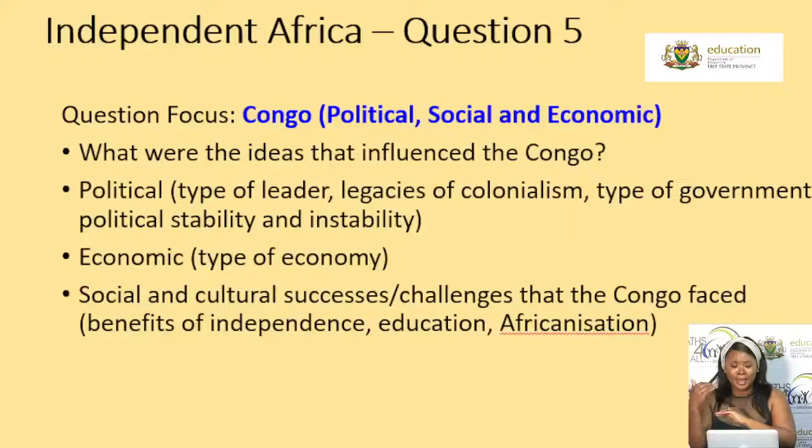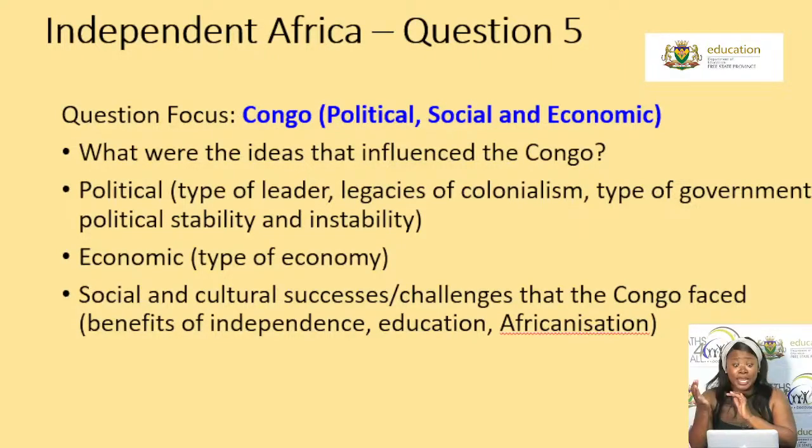And with Congo, as you see, it is highlighted. We need to look at political, social, and economic. What were the ideas that influenced the Congo? What are the political influences, the type of leader, legacies of colonialism, the type of government, political stability and instability?